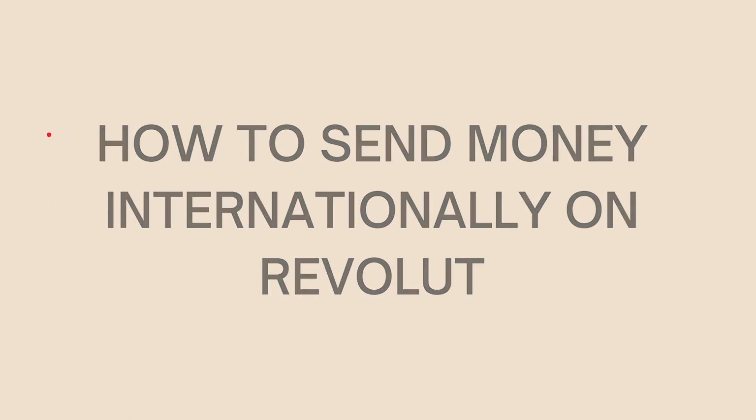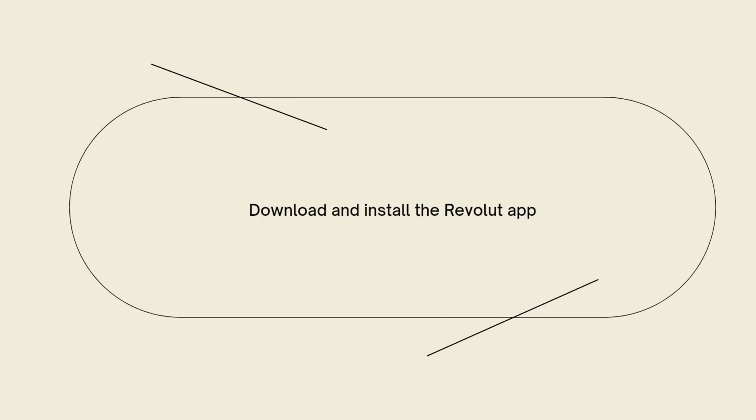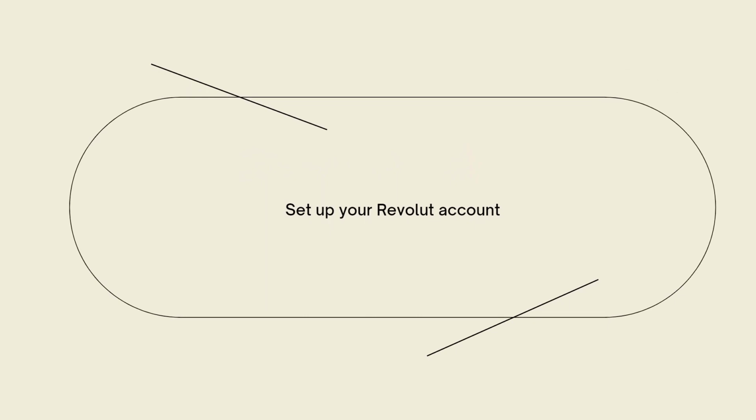So first of all, what you need to do is to download and install the Revolut app. If you haven't already, download the Revolut app from the App Store or Google Play Store for Android. Open the app and sign up for a Revolut account. Once you've done that, just go ahead and set up your Revolut account. So follow the on-screen prompts to set up your Revolut account. So this typically involves providing your personal information and verifying your identity.